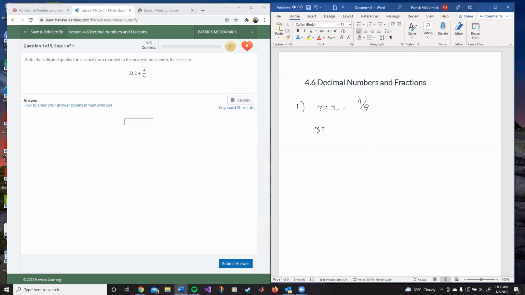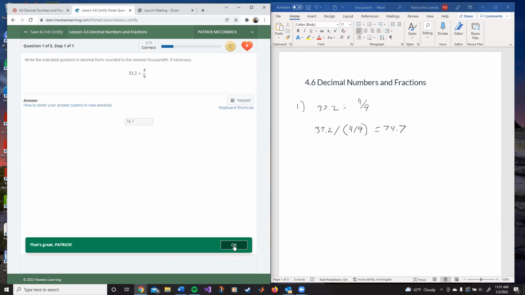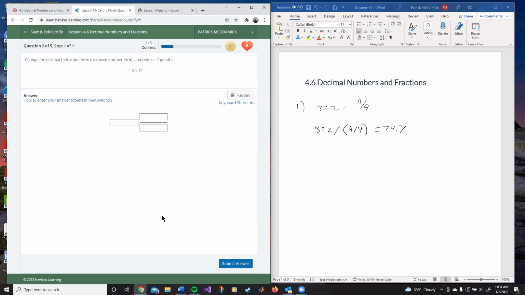So this would be 33.2 divided by, then make sure you put parentheses, 4/9 in your calculator. Now, let's go ahead and do that and we'll get the answer. And then I'll show you the other way to do it. 33.2 divided by parentheses 4/9, I get 74.7. So let's go ahead and put in 74.7. And there we go.